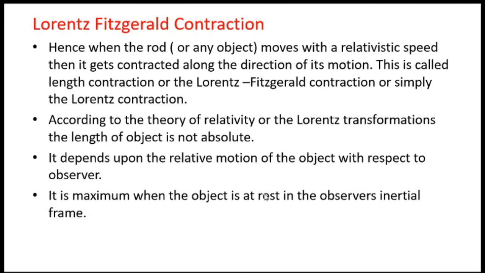It is maximum. The length of the rod or the object will be maximum when the object is in rest position in a certain inertial frame. If an object is in rest position in a certain inertial frame, then in that frame, the length of the object measured will have the maximum value. But if you are measuring the length of an object from some different frame which is in relative motion, then that length is not the same. It has decreased. It has contracted.